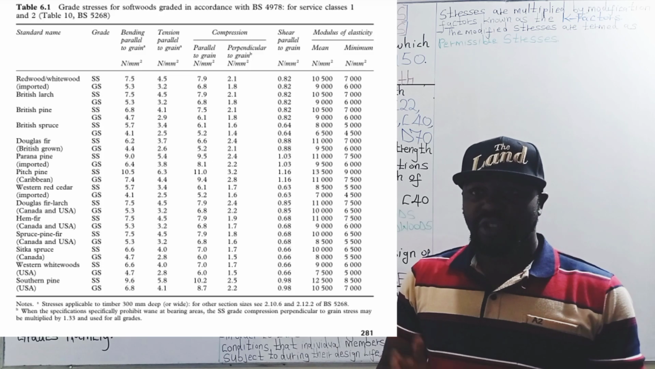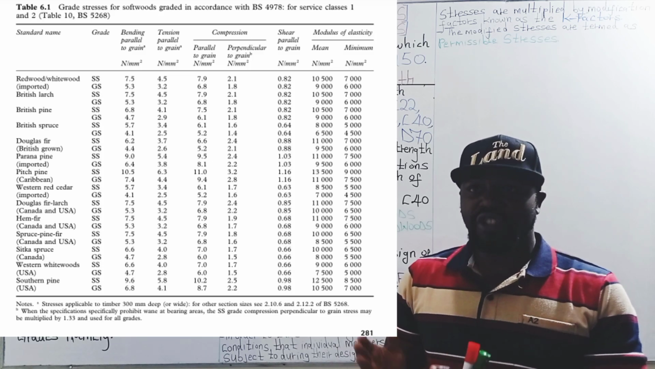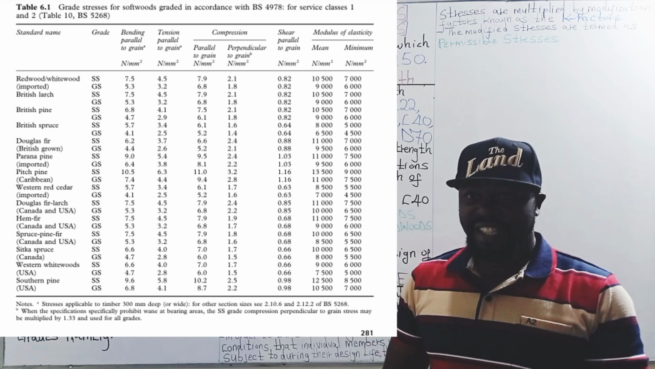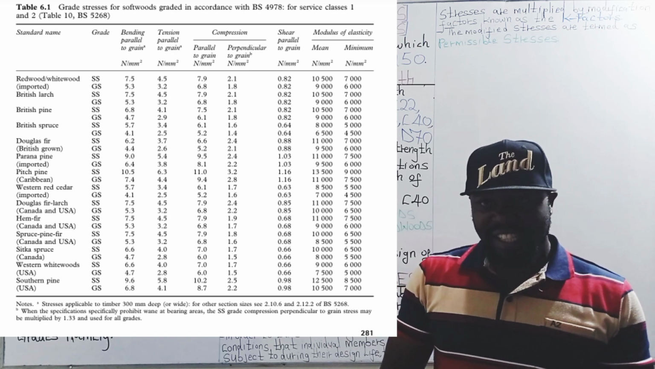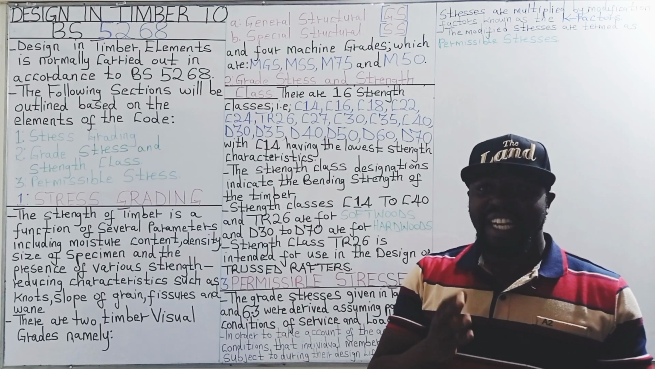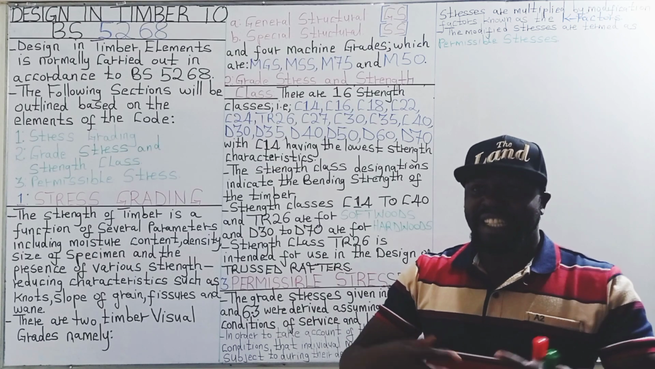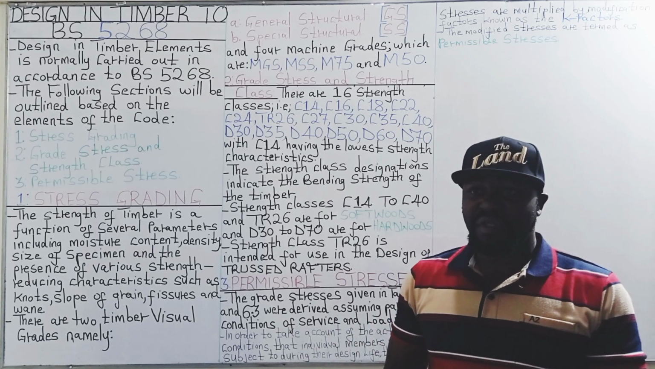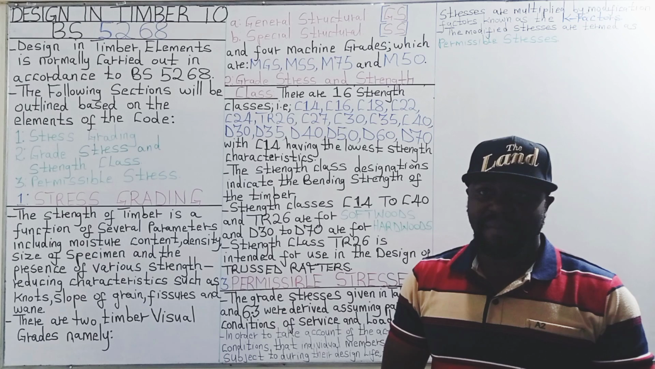Let's begin with grade stress and strength class. Table 6.1 shows typical timber species and grade combinations and associated grade stresses and moduli of elasticity. This information from Table 6.1 would enable the designer to determine the size of a timber member given the intensity and distribution of the loads to be carried.